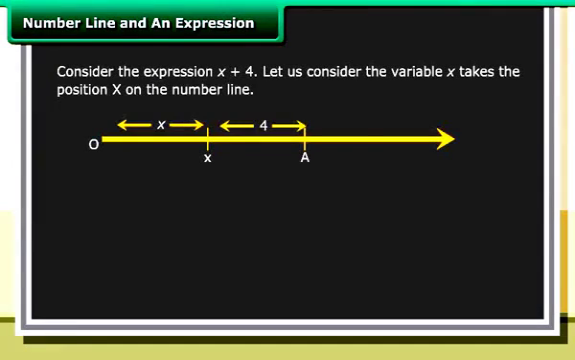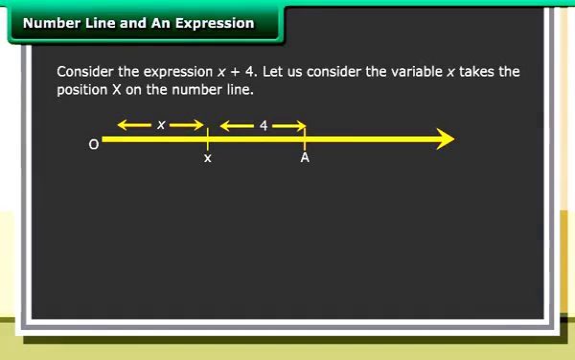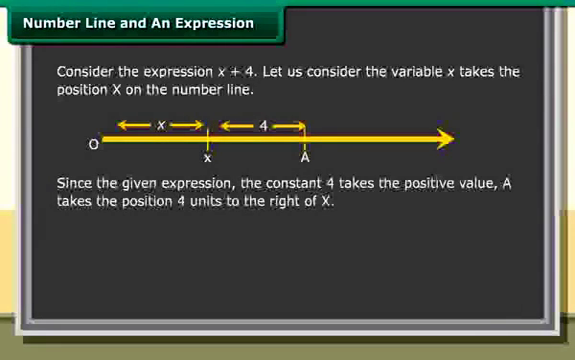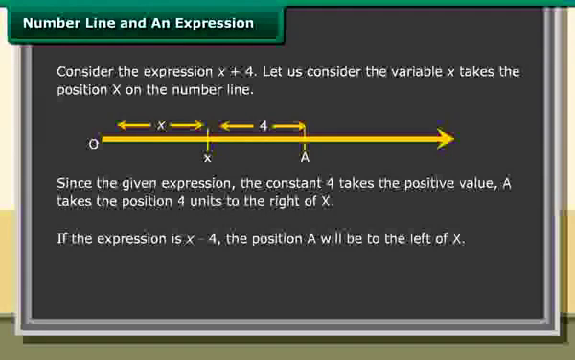Expressions and the number line. Consider the expression x plus 4. Let us consider the variable x takes the position x on the number line. Since in the given expression the constant 4 takes the positive value, A takes the position 4 units to the right of x. If the expression is x minus 4, the position A will be to the left of x.